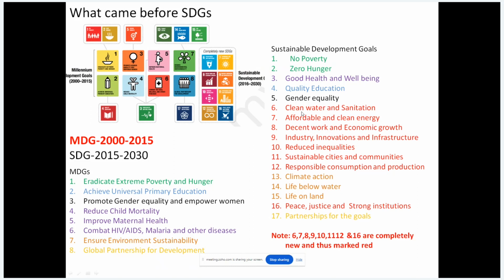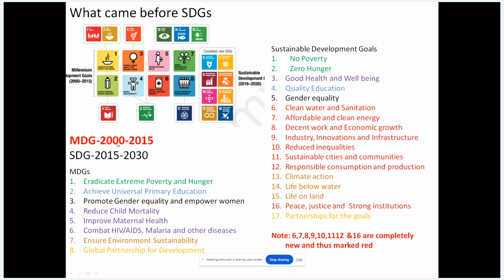And what are these? Clean water and sanitation, affordable and clean energy, decent work and economic growth, industry, innovation and infrastructure, reduced inequalities, sustainable cities and communities, responsible consumption and production. So you should now be able to understand which MDG is presently connected to the SDGs.